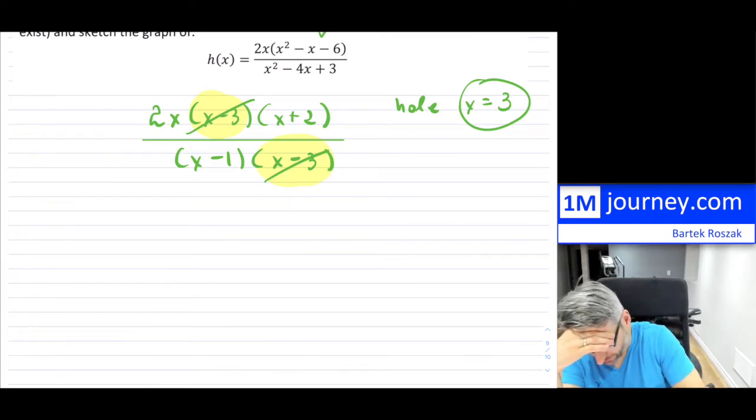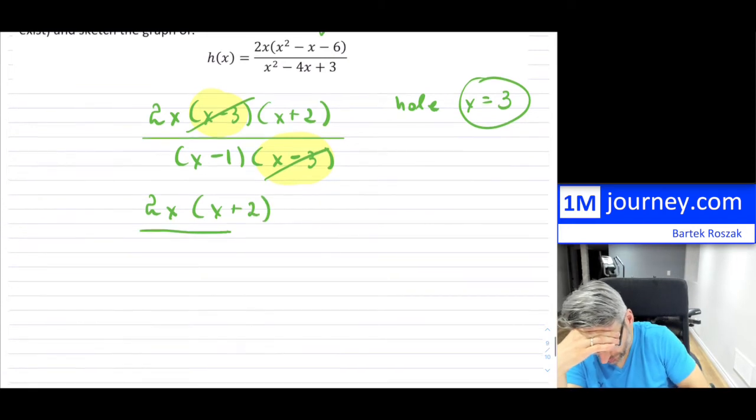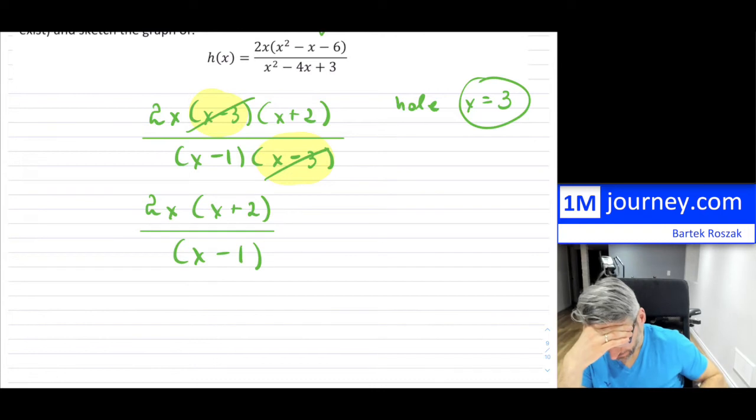Now, from there we have 2x, x plus 2, which is much nicer to work with, and then x minus 1. All right. So here's your vertical. That's going to be your vertical asymptote, and that's going to happen at x equals 1.